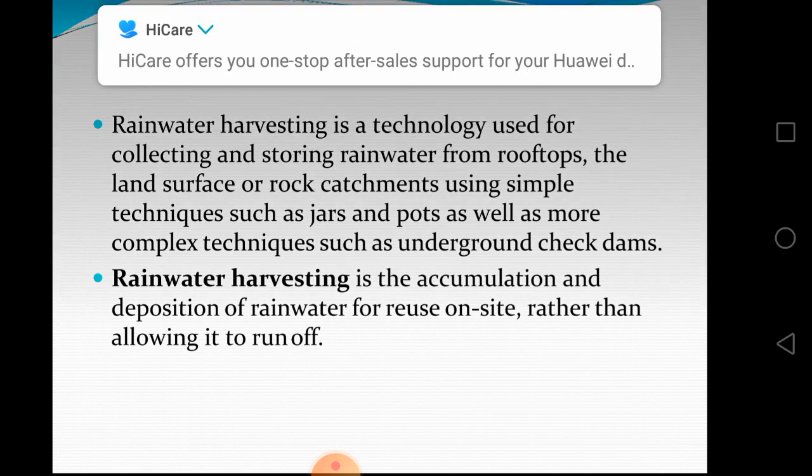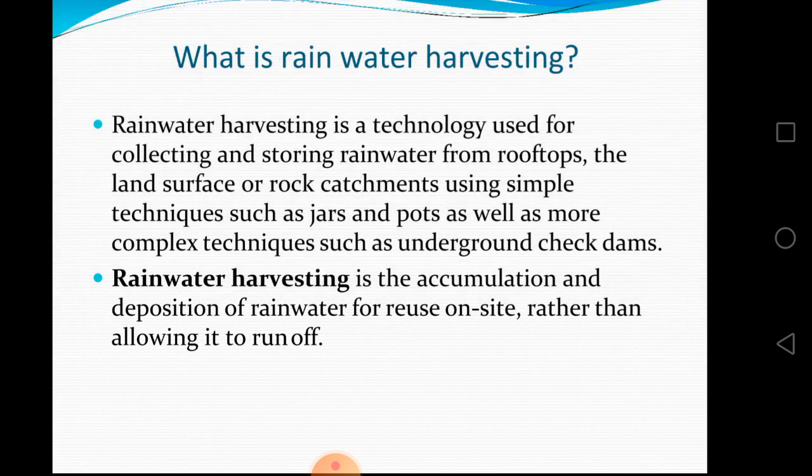So it will automatically increase the aquifer recharge. Aquifer recharge takes place, and it will increase the groundwater level. The more benefit is there. So rainwater harvesting is a necessity in day to day life, because it will create a lot of benefit for our future use, and also for future generations.